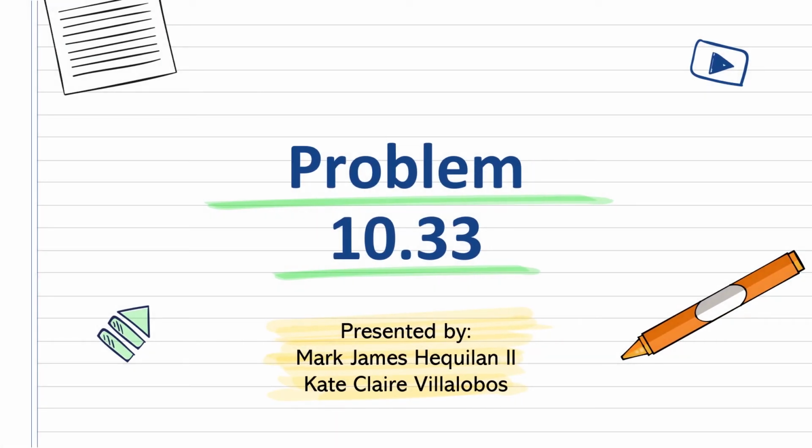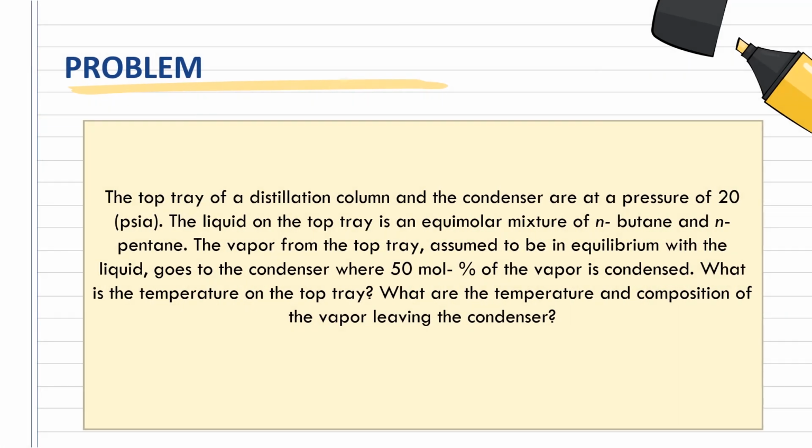Problem 10.33, presented by Mark James Hilan II and Kate Claire Villalobos. The top tray of a distillation column and the condenser are at a pressure of 20 psia. The liquid on the top tray is an equimolar mixture of n-butane and n-pentane. The vapor from the top tray, assumed to be in equilibrium with the liquid, goes to the condenser where 50 mole% of the vapor is condensed. What is the temperature on the top tray, and what are the temperature and composition of the vapor leaving the condenser?